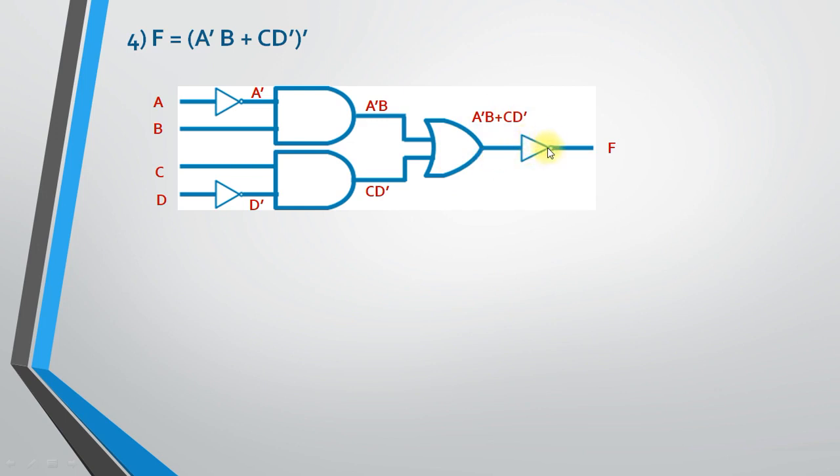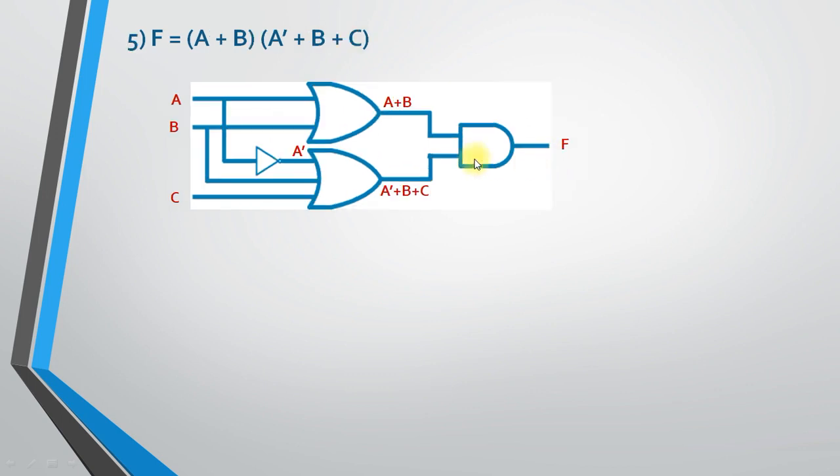Again there is one NOT gate. So when the NOT gate is applied, it will put a whole dash sign over here. So this particular circuit represents the Boolean function F, which is equal to A dash B plus CD dash, into bracket, whole dash. How is the whole dash applied? Using this particular NOT gate.